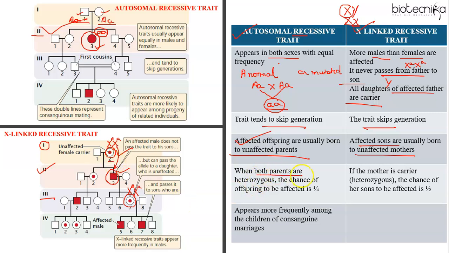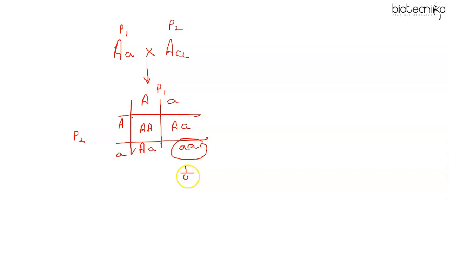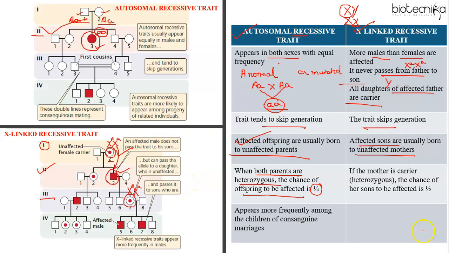Then for autosomal recessive trait, when both parents are heterozygous, the chance of an offspring being affected is 1 by 4. So let me show you the cross here. Let's say for autosomal recessive trait, both parents are unaffected, so that means they are heterozygous. This is parent 1, this is parent 2, and let's write down the gametes formed by each parent. So in the progeny, we can have homozygous dominant condition, heterozygous condition, and homozygous recessive condition. So as we know, when both parents are heterozygous, only 1 out of 4 of the offspring are expected to express the trait. However, for X-linked recessive trait, if the mother is a carrier, that is heterozygous, the chance of her sons being affected is half.